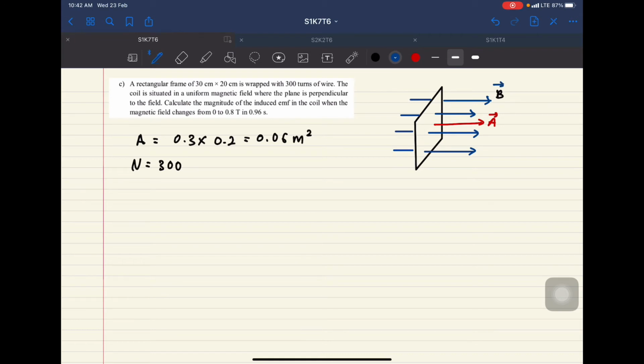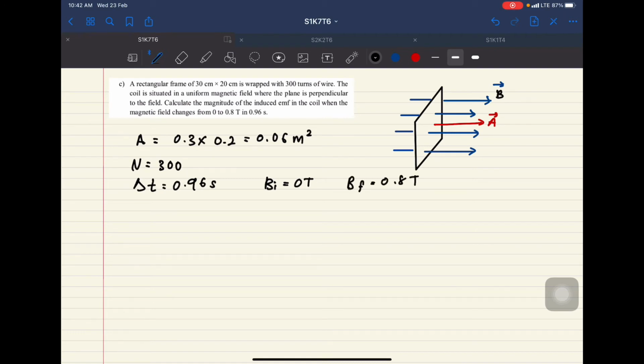Okay, it says to calculate the magnitude of induced EMF in the coil when the magnetic field changes from 0 to 0.8 Tesla in 0.96 seconds. So the time taken for those changes is 0.96 seconds. Okay, B initial is equals to 0 Tesla. B final is equal to 0.8 Tesla.